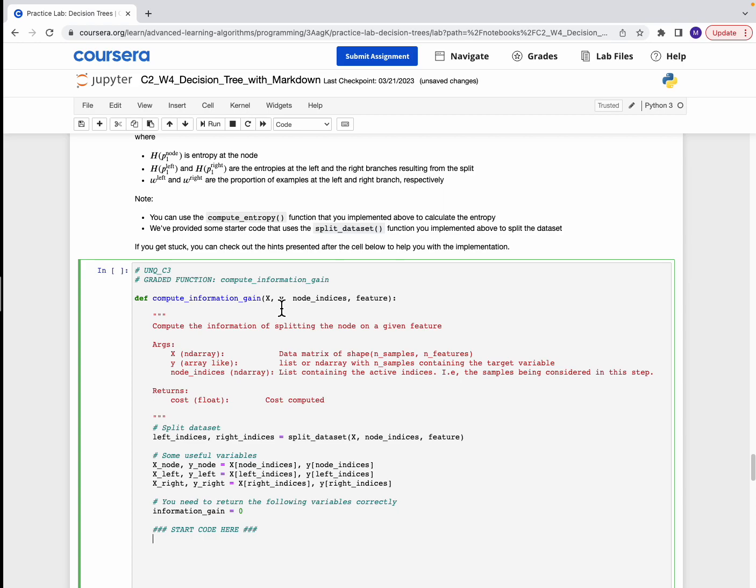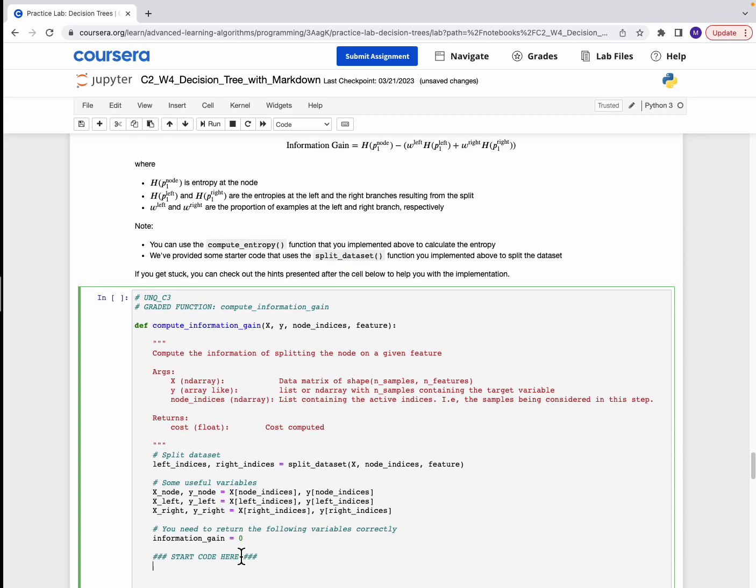So we have x, y, node indices, and feature, and we're returning cost. So we are using the formula we just wrote above, split the data set, so we have the left indices and right indices. We have some useful variables. So we're starting at y node, and we're going to compute the entropy at the y node first. So we're using the formula we wrote above to find the entropy at y node.